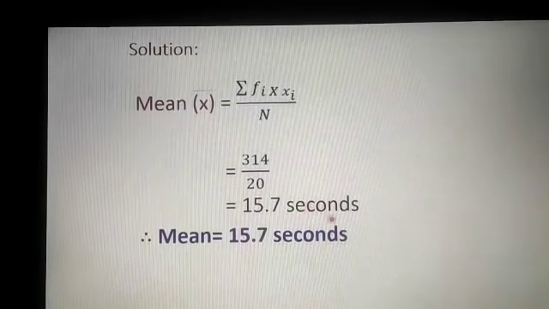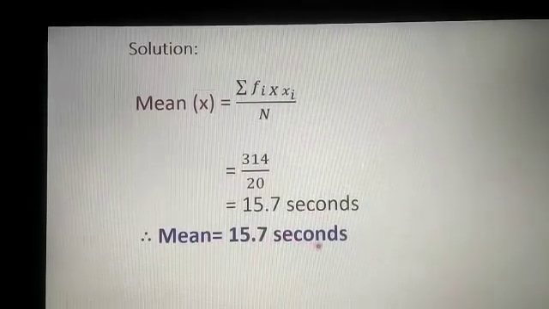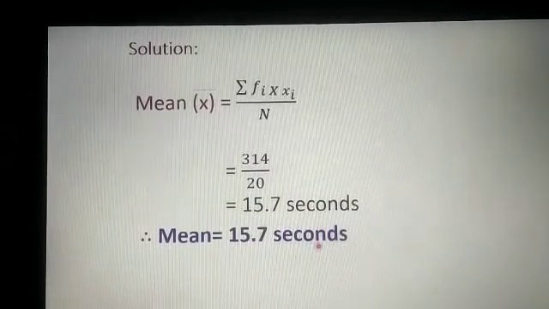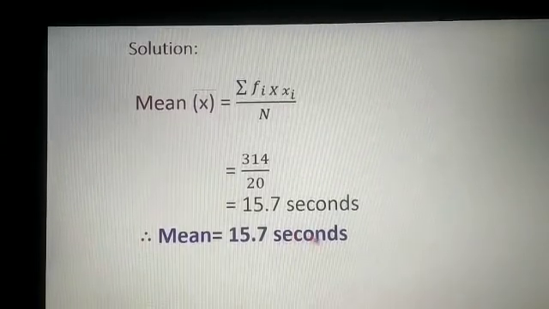So the time is given in seconds. So what is the mean? Mean is equal to 15.7 seconds. So second question of miscellaneous exercise 2, which was based on chapter 11, that will be over.